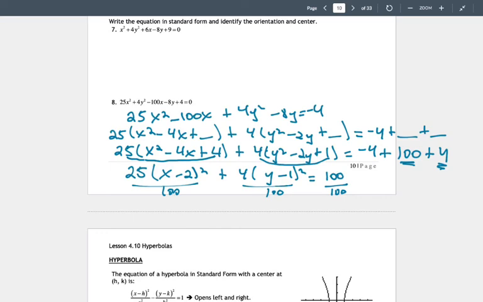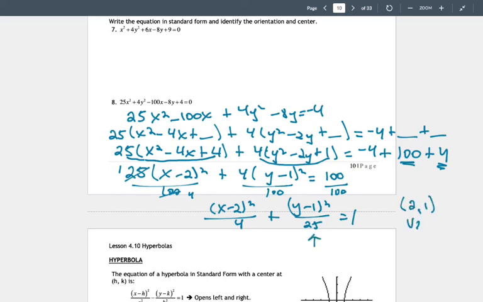And when you divide through by 100, you should simplify these fractions. So the 25 goes into itself 1 time, and it goes into this 4 times. So this becomes (x minus 2) squared over 4 plus (y minus 1) squared over 25, and then it equals 1. So my center is at (2, 1), and I know because my bigger number's under the y, it's vertical.